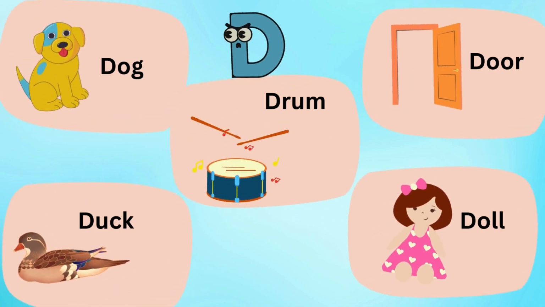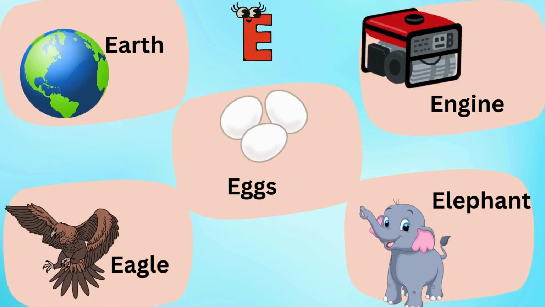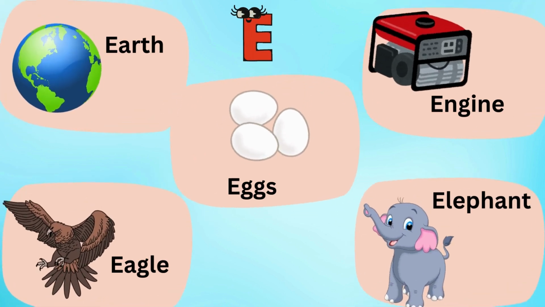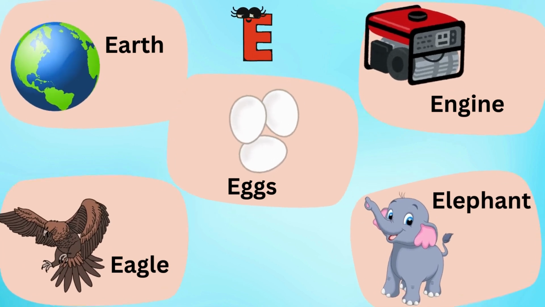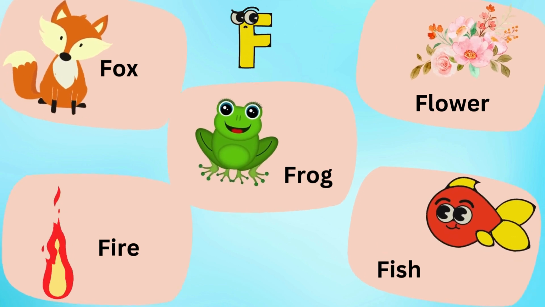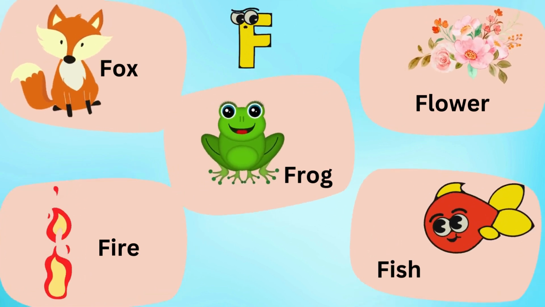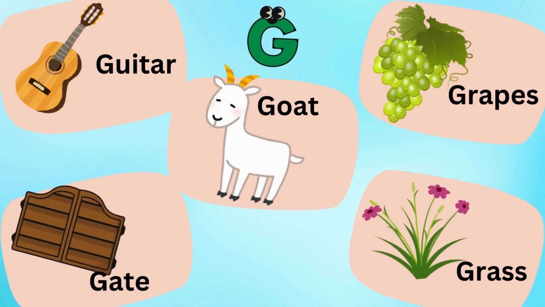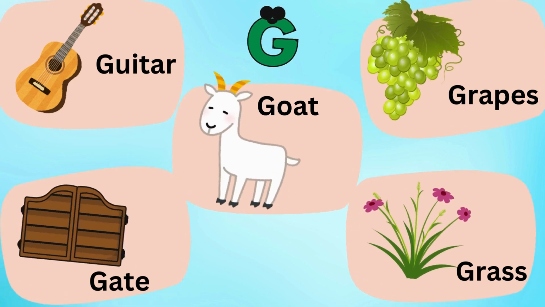D is for dog, duck, drum, door, and doll. E is for elephant, egg, eagle, earth, and engine. F is for fish, frog, flower, fire, and fox. G is for goat, grapes, grass, guitar, and gate.